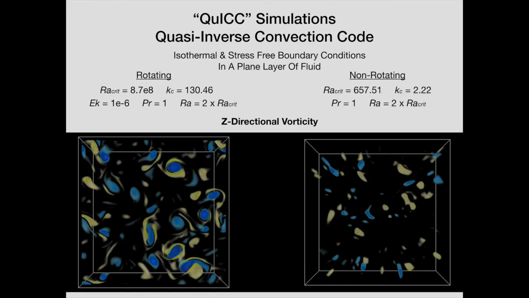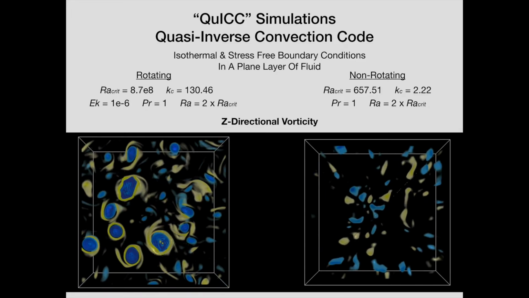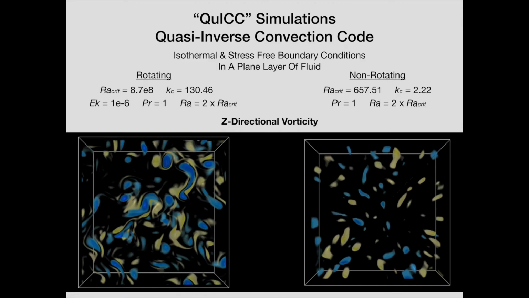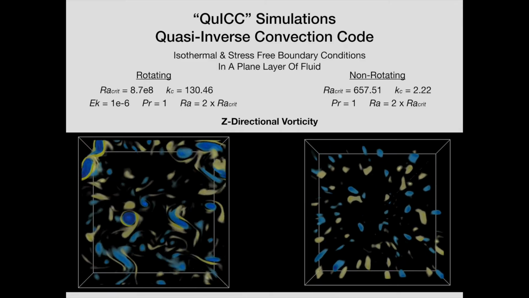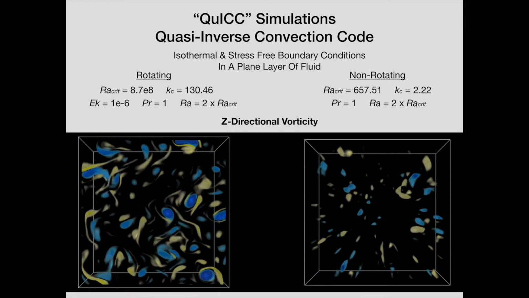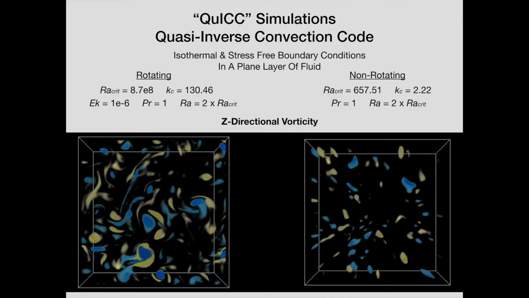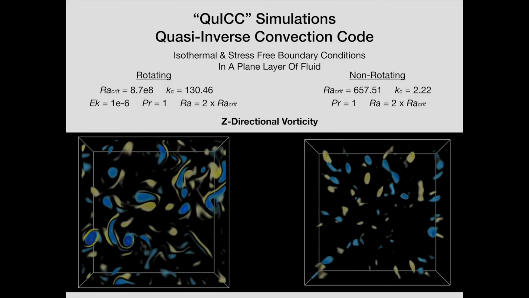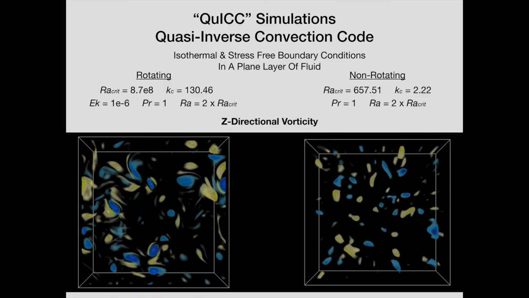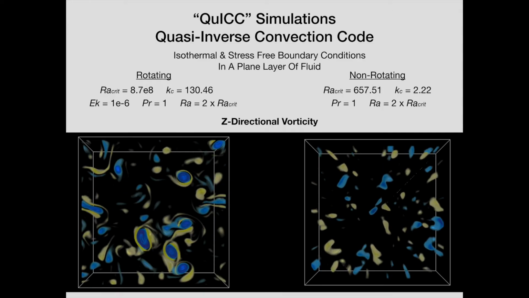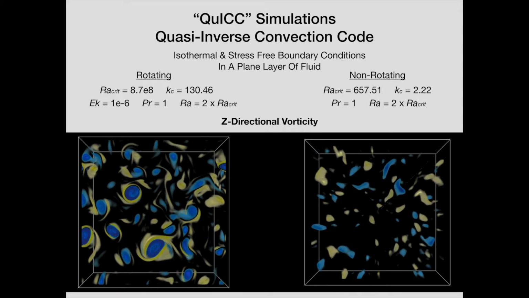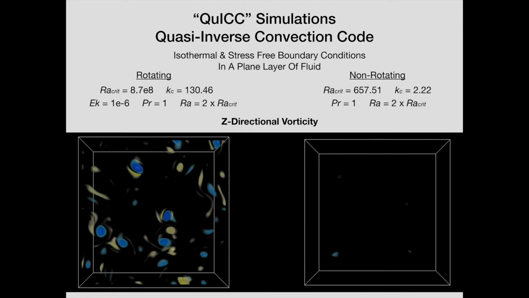Here, we have the visualization of two simulations run with Quick, which uses spectral methods to numerically solve the Navier-Stokes equations, much like what we've seen with Dedalus during lectures. We have the rotating case on the left and the non-rotating case on the right. Visualized is the z-directional vorticity in two plane layers of fluid, where blue represents positive vorticity and counterclockwise motion, and yellow represents negative vorticity and clockwise motion.